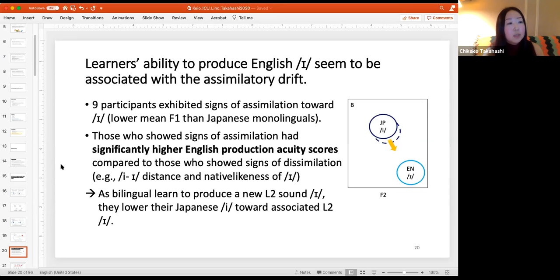So what I mean by production acuity score here is that we used two types of native likeness measures. One was the distance between bilinguals' production of I to the monolingual English speakers' production, and also the distance between English I and I produced, since monolingual English speakers' I and I had completely separate distributions. So what this indicates is that as bilinguals learn to produce the new L2 sound I, they lower their Japanese I toward the associated L2 I.